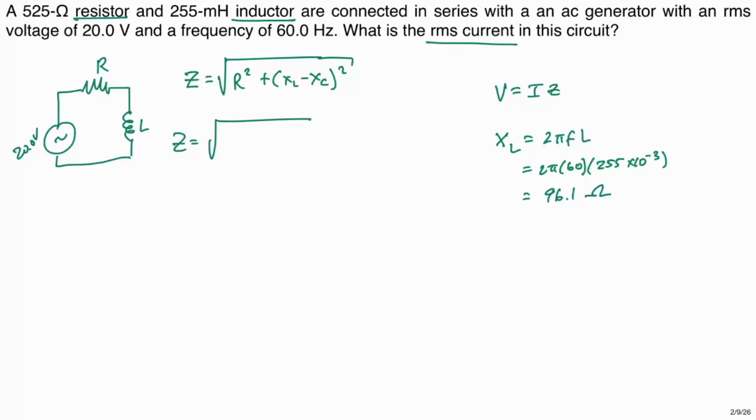So, problem solving method, right? AC circuit: identify what you've got, find the impedance. You're going to need it at some point to calculate something, right? And then once you know the impedance, try to figure out what they're asking for and see what you can get.